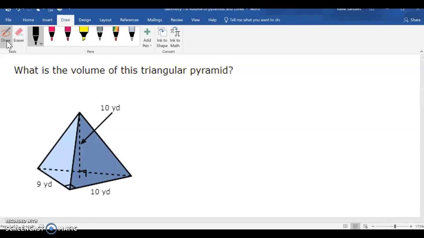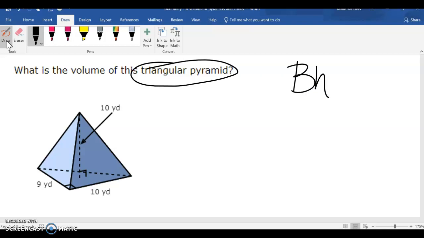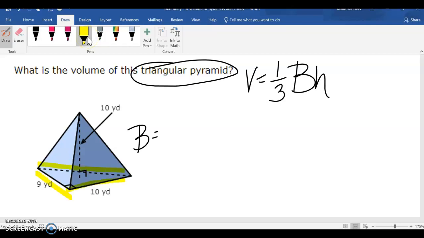Now, volume of a triangular pyramid. Just like on a prism, it's area of the base times height, but because it comes to a point, we're going to divide by 3, but it's basically the same thing as everything else. So big B is a triangle because the base is a triangle. And how do we find the area of a triangle? Base times height divided by 2 of that triangle.